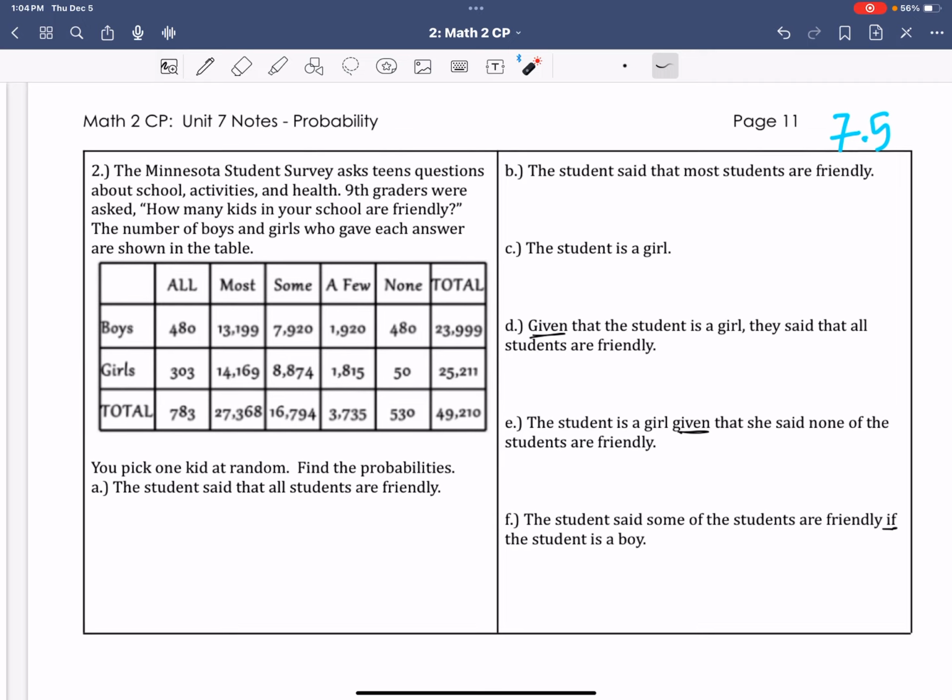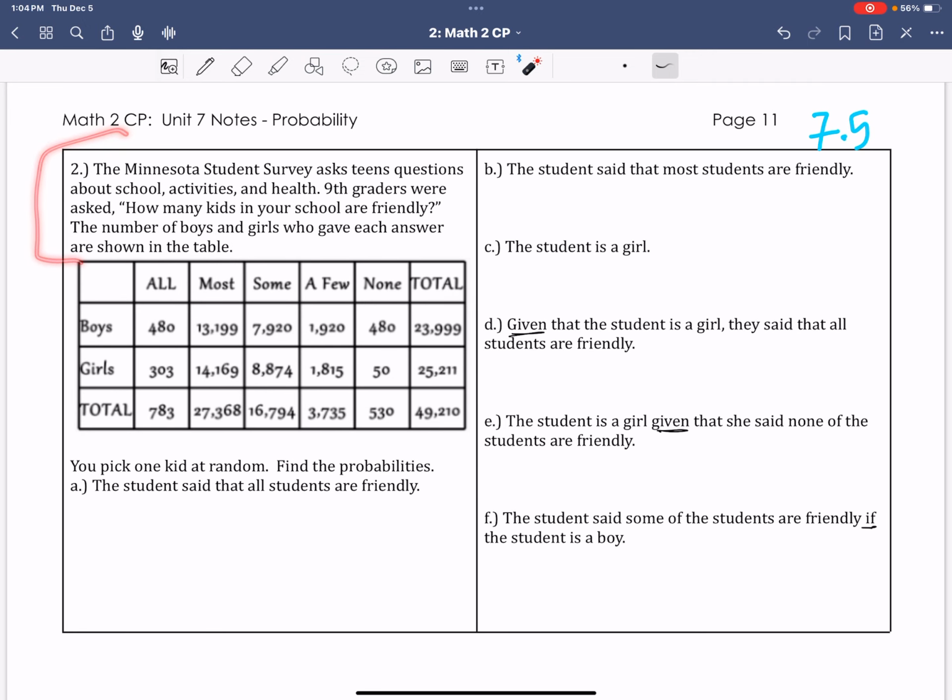All right, what you're going to do is read this information here and look at the total. Now these are really big numbers, and these are commas, they're not decimal points. You pick one kid at random and find the probabilities. The student said that all kids are friendly. The question was asked, how many kids are friendly? If you're looking at that, you're going to see that 783 of all the kids, out of everybody total. So you'll write 783 out of 49210, and that's it for that one.